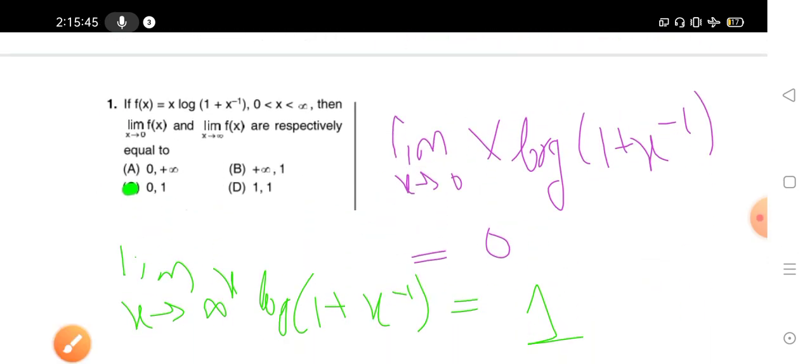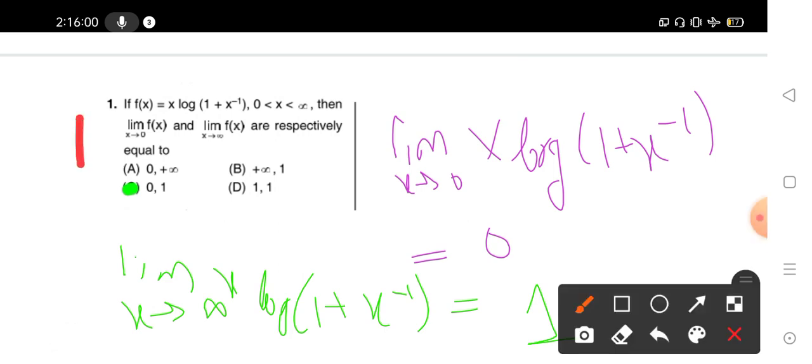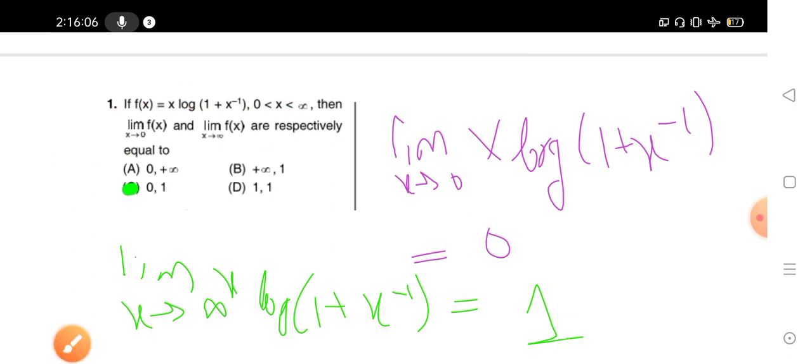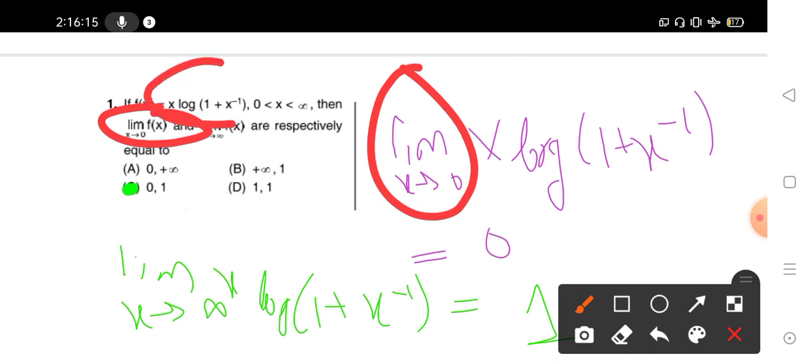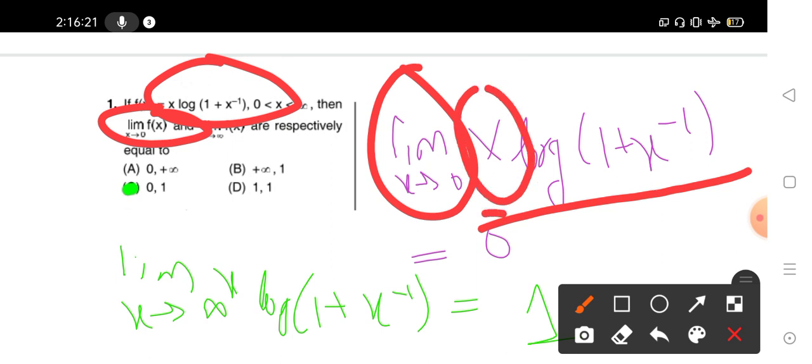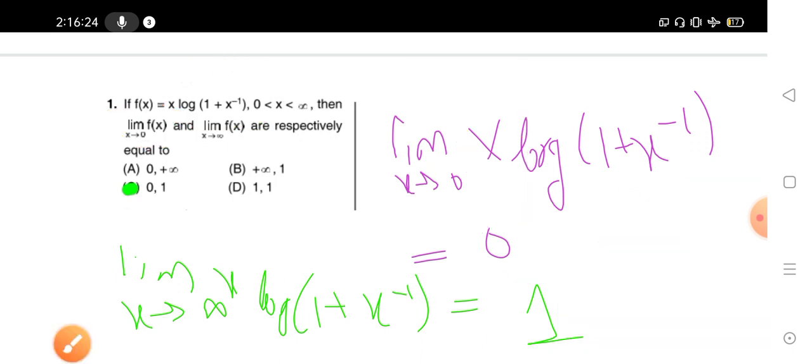Next question. If f(x) = x log(1 + x^-1), for 0 < x < infinity, then the limit as x tends to 0 of f(x) and the limit as x tends to infinity of f(x) are respectively what? Here we find the limit as x tends to 0 of f(x) and the limit as x tends to infinity of f(x). Now check the limit as x tends to 0 of f(x). Here f(x) is given as x log(1 + x^-1), and the factor x tends to 0. Finally we get 0. So options A and B are possible, C and D are wrong.